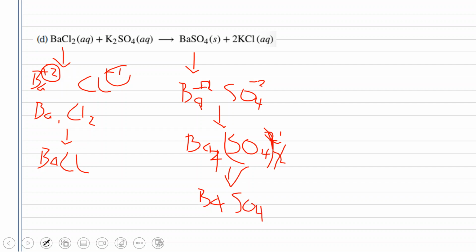What do you see here? Ba is +2 here, Ba is still +2 here. So the oxidation state for barium doesn't change. See what is happening here? Chlorine is -1. Now let's look at chlorine here.